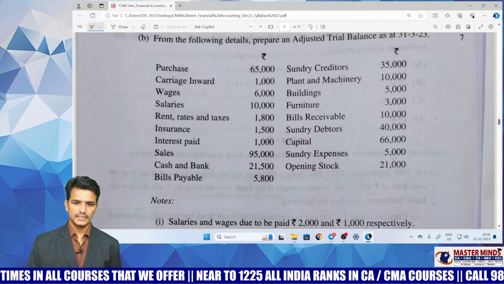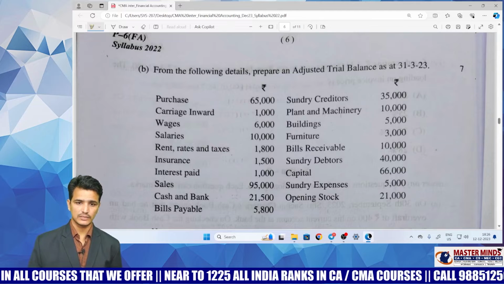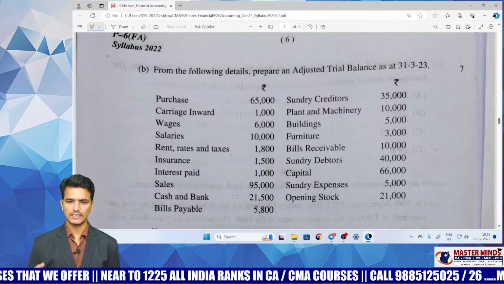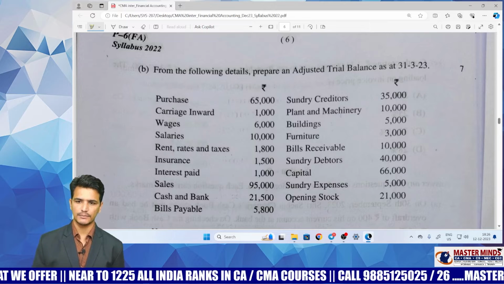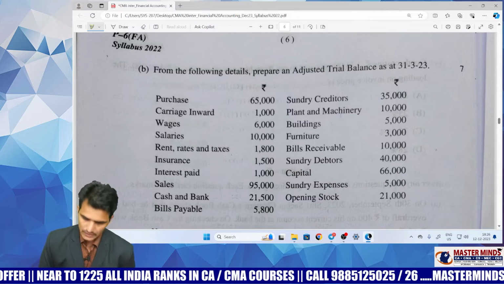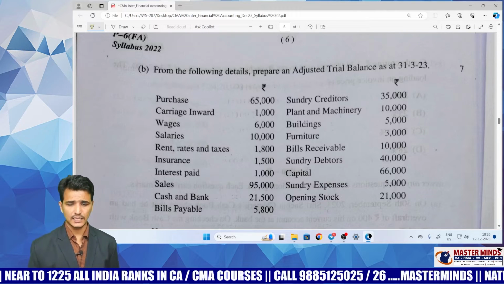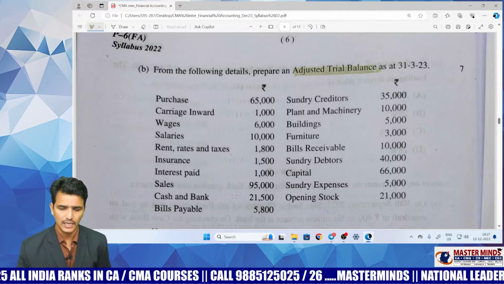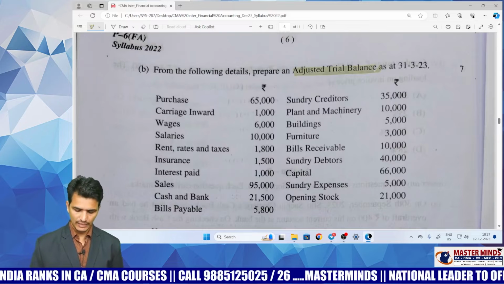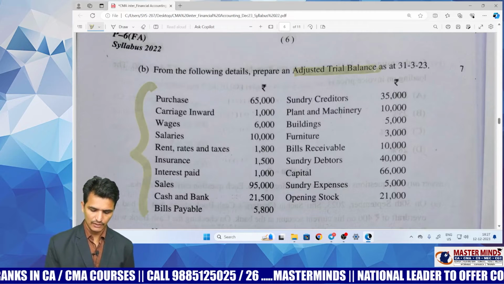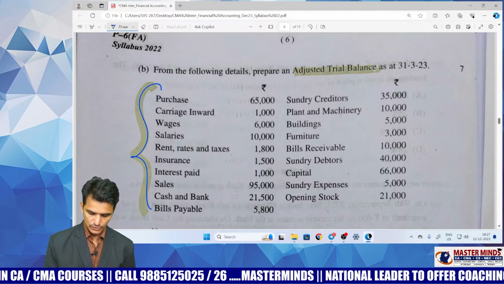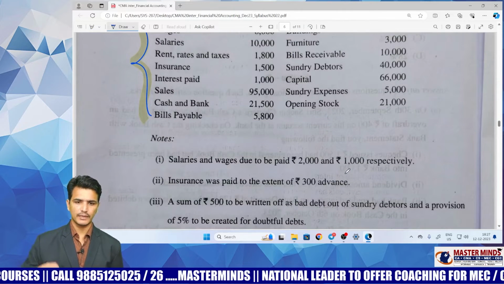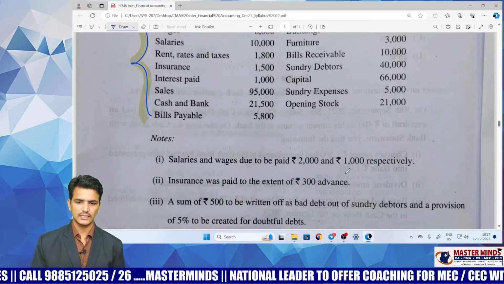Actually it is a question which is out of the box. These types of questions are nowhere covered in the institute sources, either in the study material or MTPs or RTPs or MQPs. They are asking you to prepare an adjusted trial balance. Generally, adjusted trial balance means they have given some ledger account balances, and you are required to make adjustments to the above ledger account balances, and prepare the redrafted or adjusted trial balance.